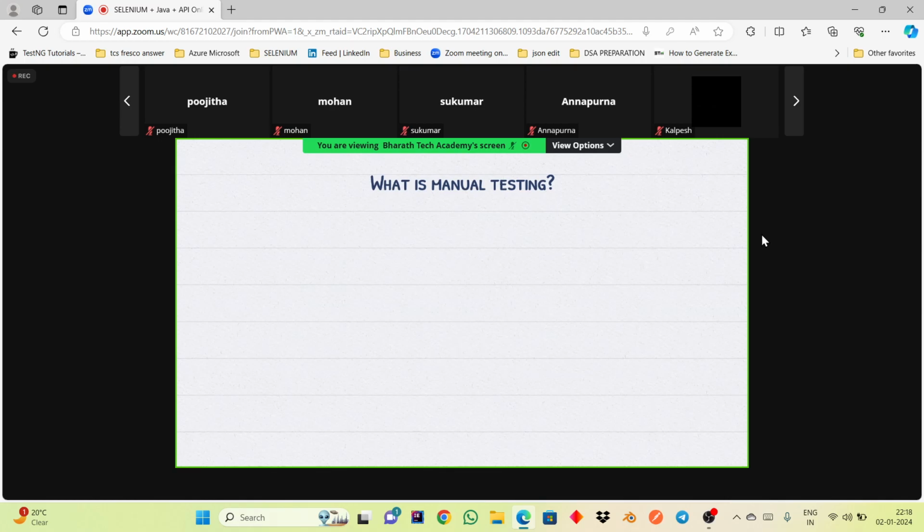Because I heard this term manual testing, and I heard this term automation testing. What exactly is the difference between both, and who is going to do manual testing? When exactly are we going to do automation testing? All those things, let's see.